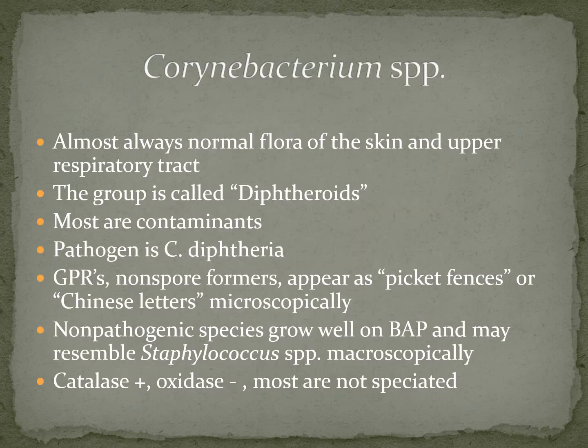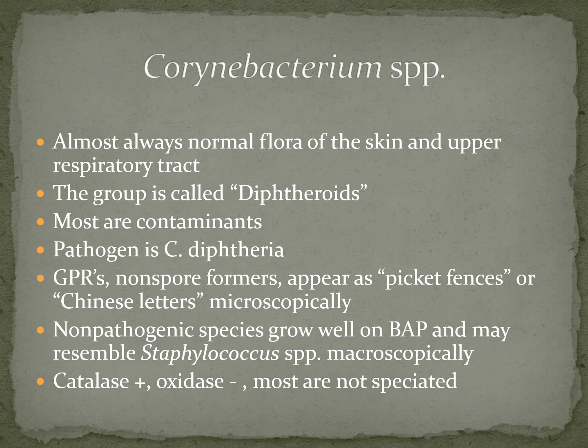Corynebacterium species includes all the diphtheroids. Almost always, Corynebacterium are normal flora of the skin and upper respiratory tract. Most are contaminants on your plates, but it can be a pathogen, or one species that can be a pathogen is Corynebacterium diphtheriae. Any species can be opportunistic, but for the most part, the other species are contaminants of your plates. Corynebacterium is a gram-positive rod.